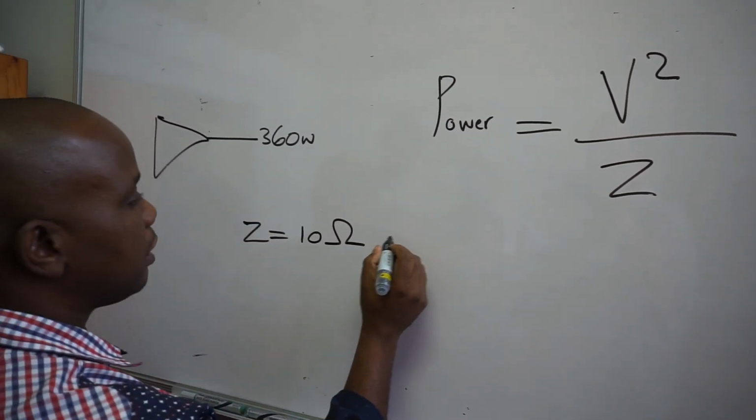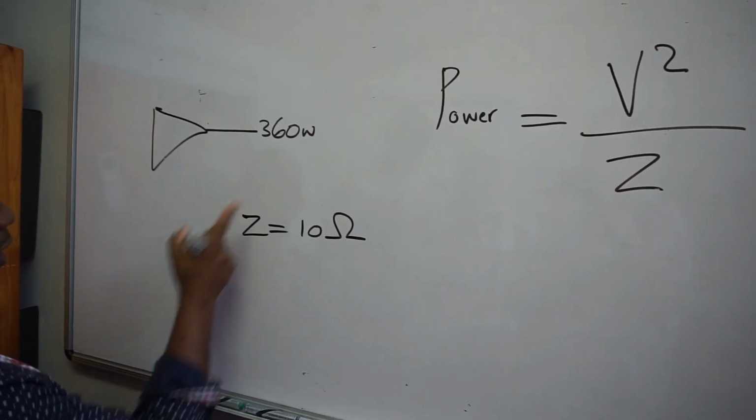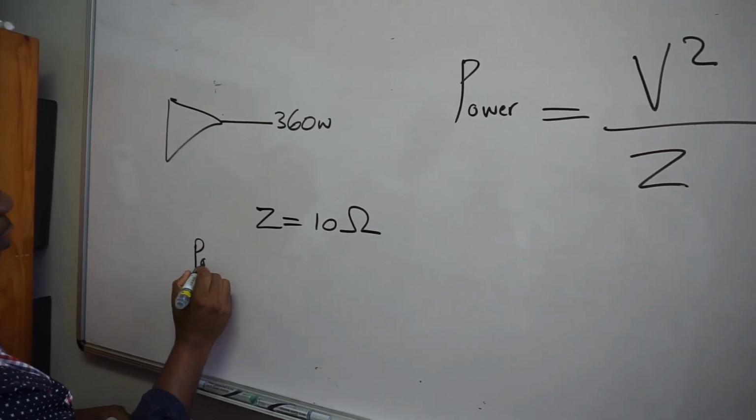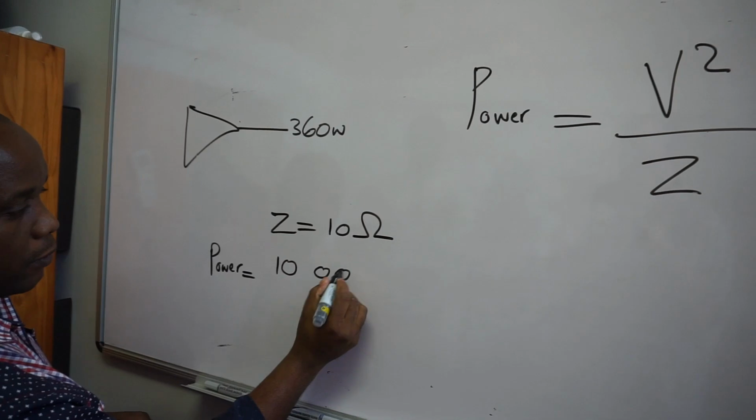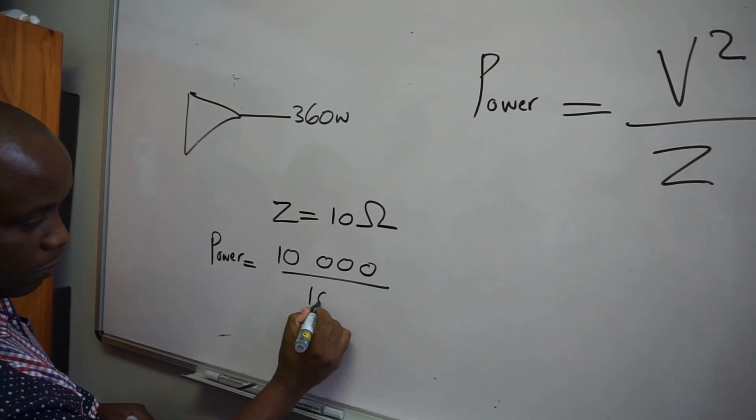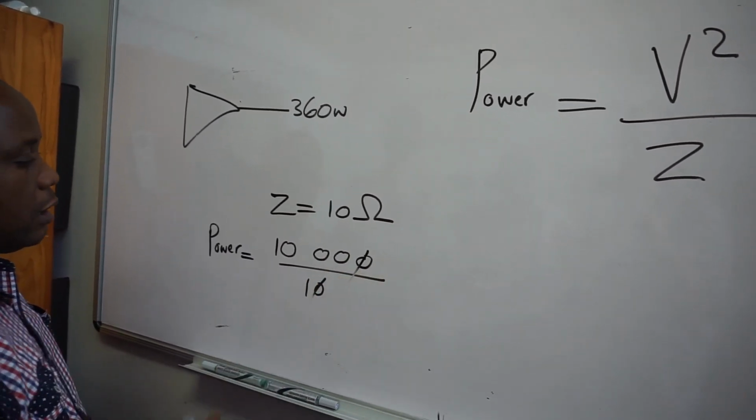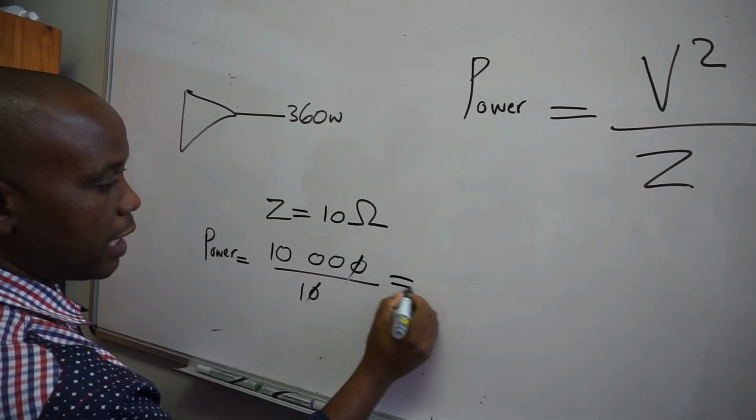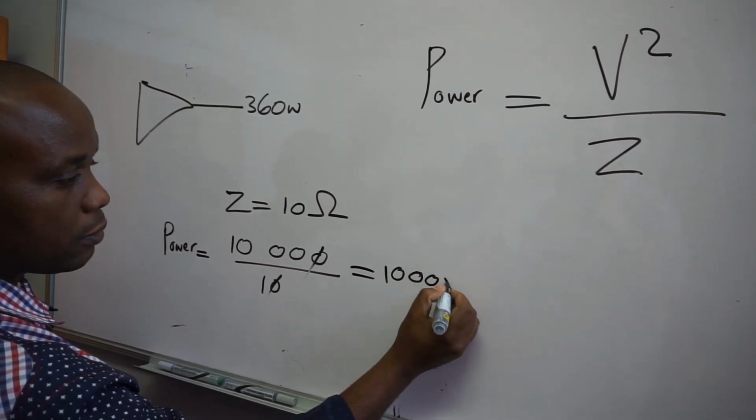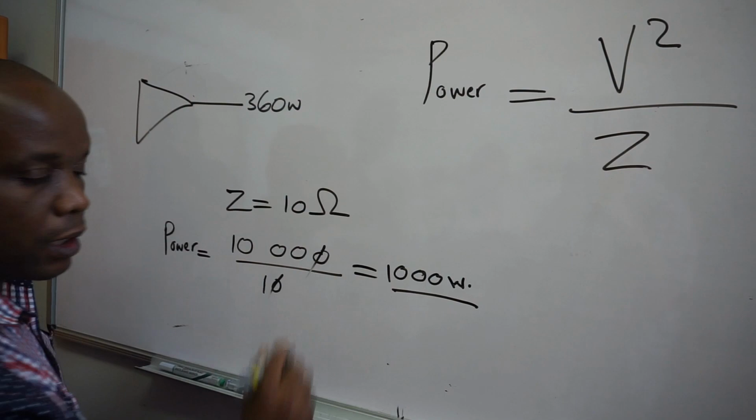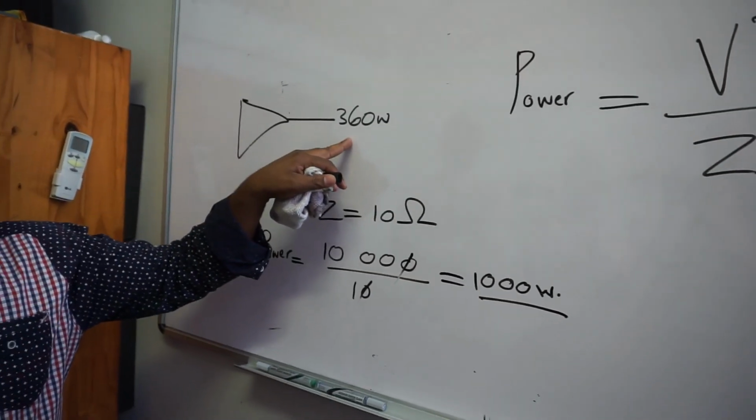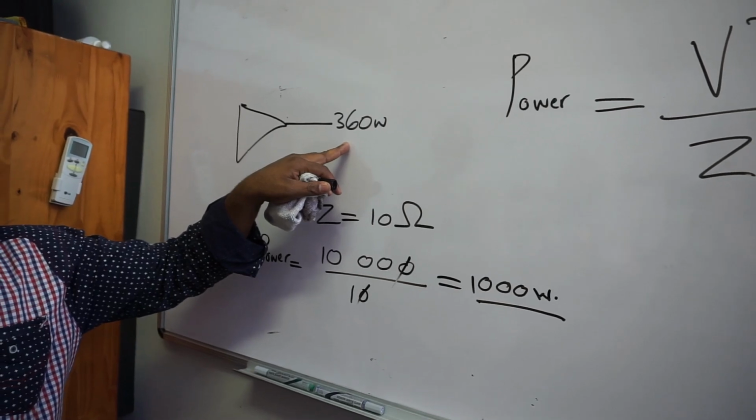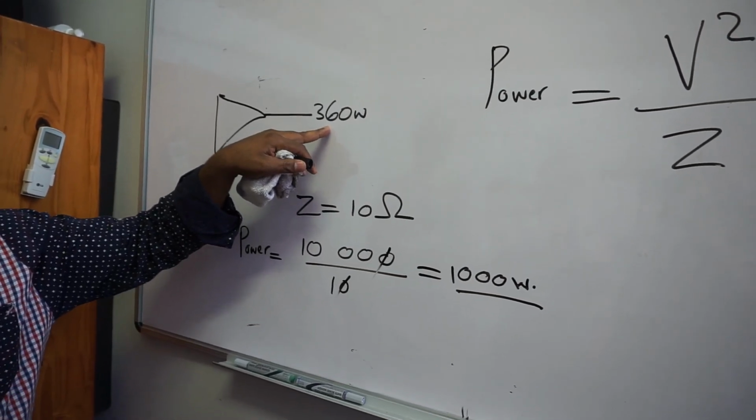Let's do the mathematics. To prove how much power this line is going to demand, we go again, power is equal to 10,000 divided by the 10 ohms that we have read. If we do that, this speaker line is going to demand 1,000 watts. So technically, there's no way I can connect that speaker line to a 360 watt amplifier. It's not possible. It's way over by almost 3 times its power.